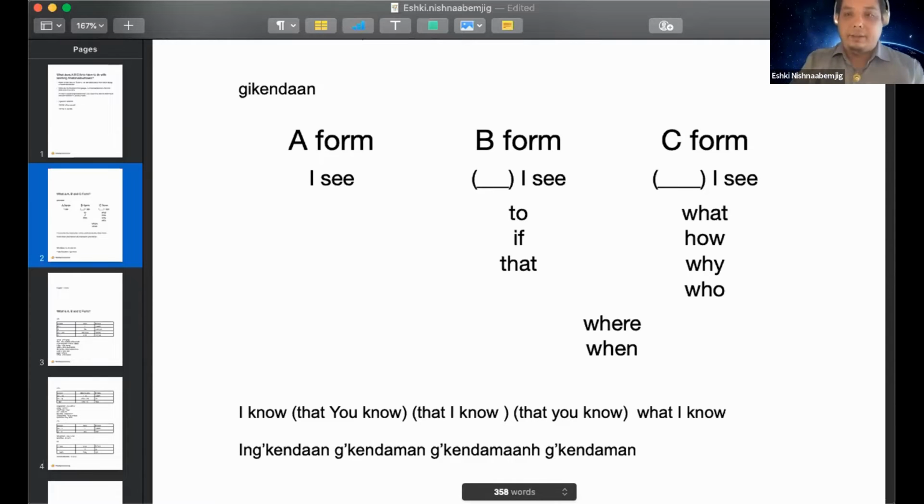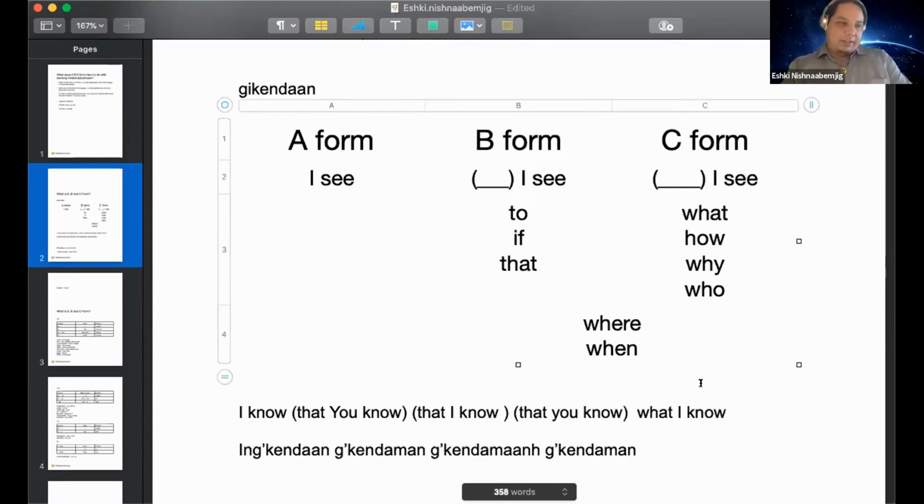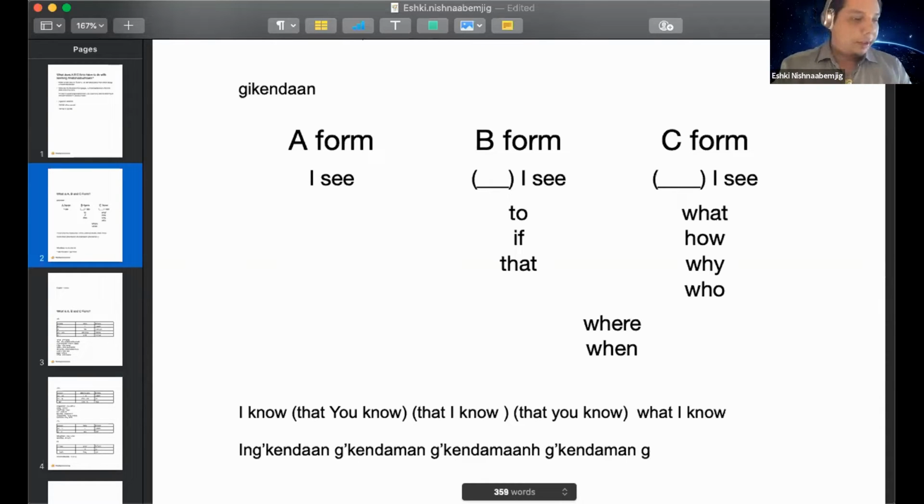And then here's the tricky part. Now it's what I know. So what falls under C form? And C form means you're going to make a change. You got to go to B form. You put your verb in B form. So okay, ken the ma.